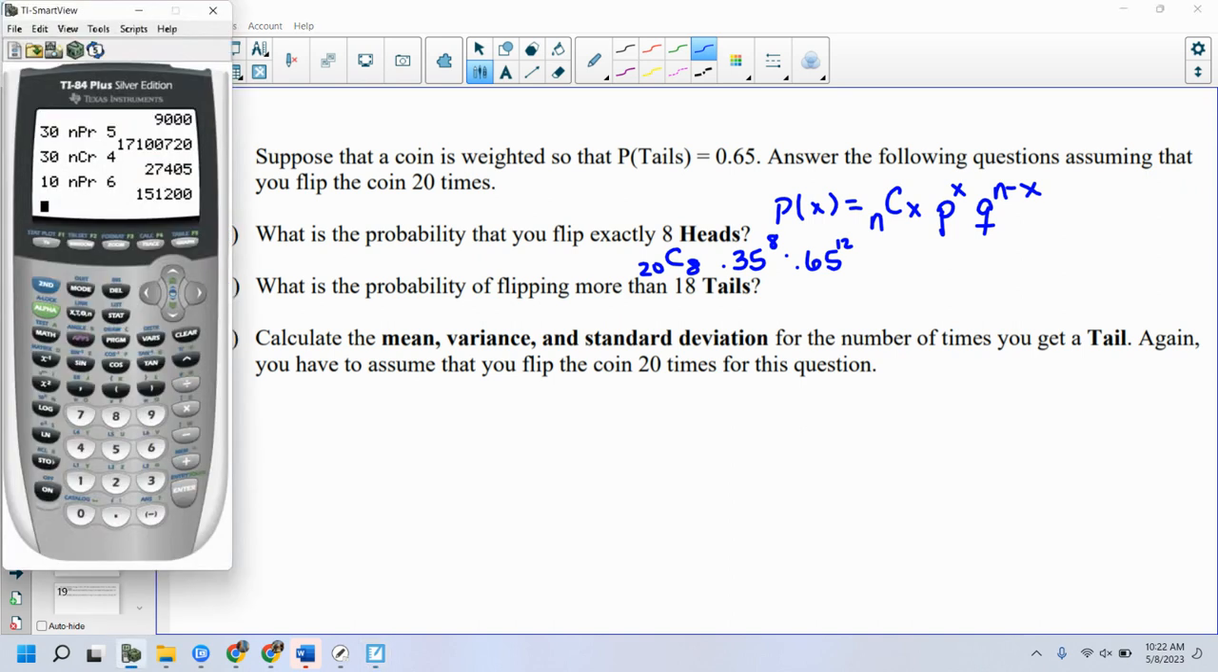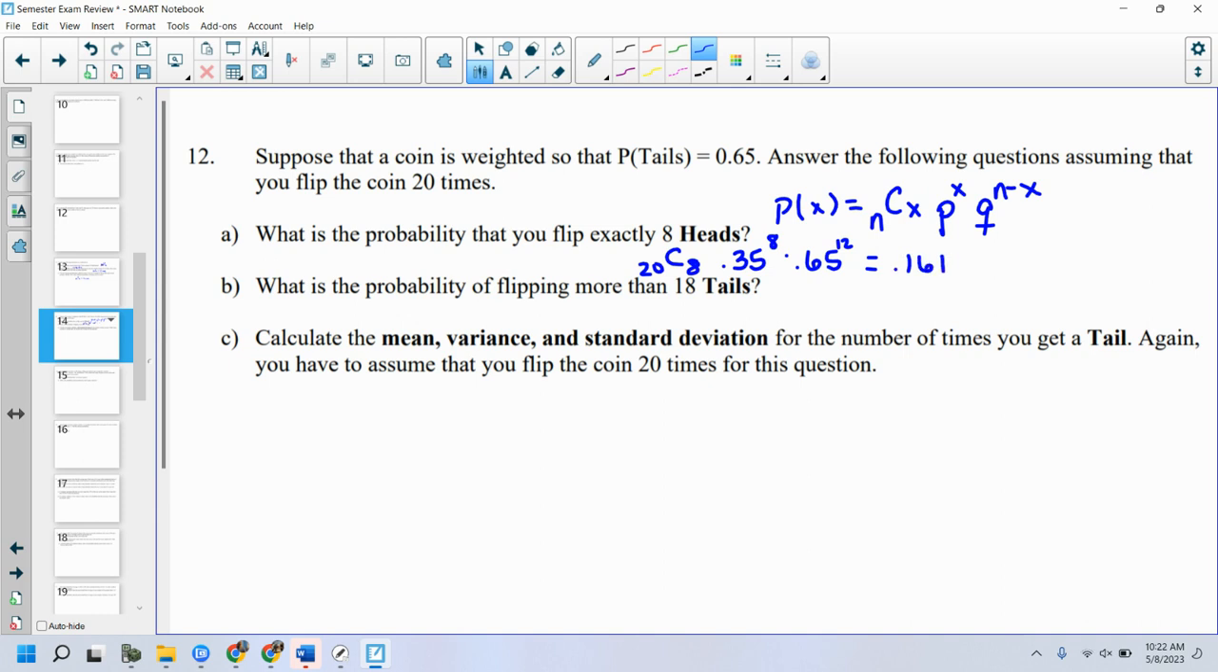Okay, so 20 C 8 times 0.35 to the 8th times 0.65 to the 12th. That gives 0.161. Is that what you guys got? Sure, that's what we did. 0.161.